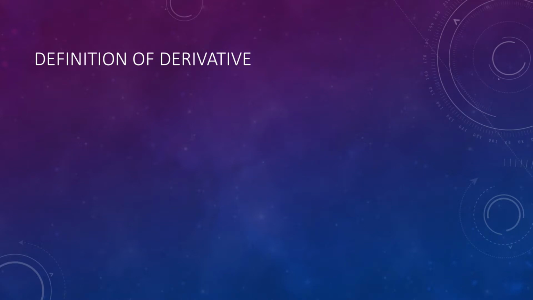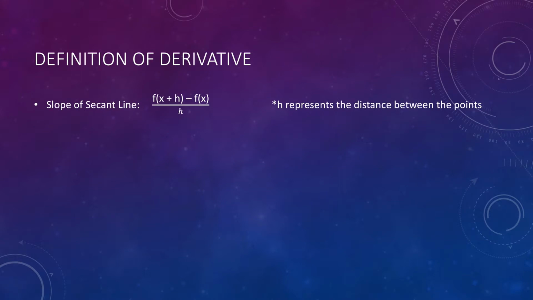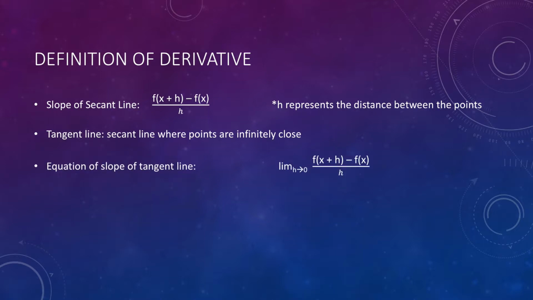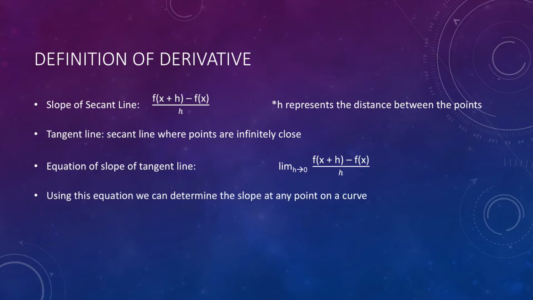So now we're going to cover what a derivative is mathematically. This is our formula for the slope of a secant line. It's just rise over run, right? And h represents the distance between the points. Now a tangent line is basically just a secant line where the points are infinitely close. So h is actually approaching 0, right? So the equation of the slope of a tangent line is basically the same as a secant line as h approaches 0 because the points are infinitely close, right? So using this equation, you can actually determine the slope at any point on the curve.